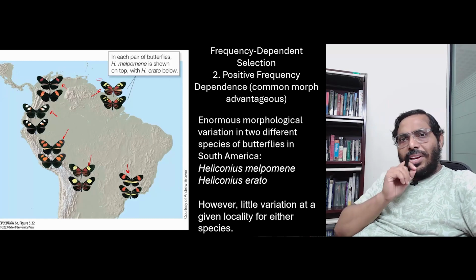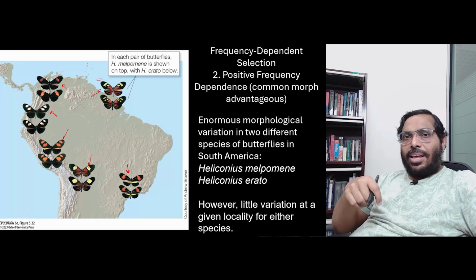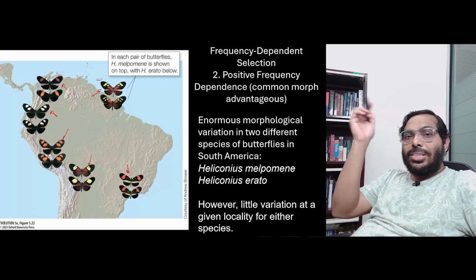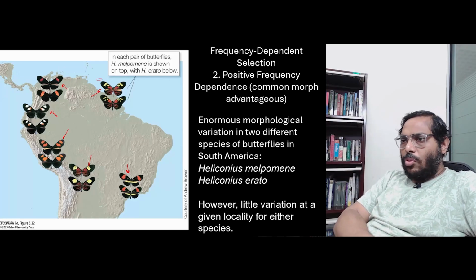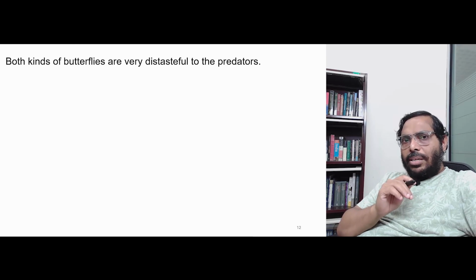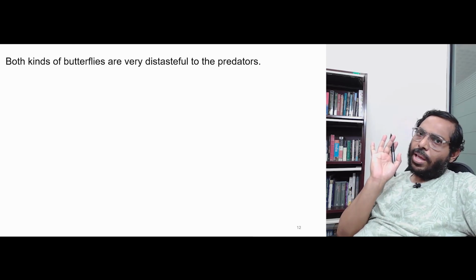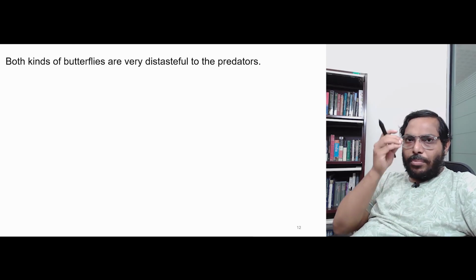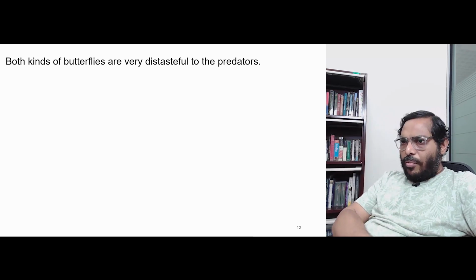However, this is very interesting. If you look at a particular species at a given area, there is hardly any variation. So all the variation is across areas, no variation within the area. So, what is going on? It turns out that both these kinds of butterflies, both the species, are very distasteful to the predators. They have certain chemicals in their body which, when the predators try to eat them, they really do not like.